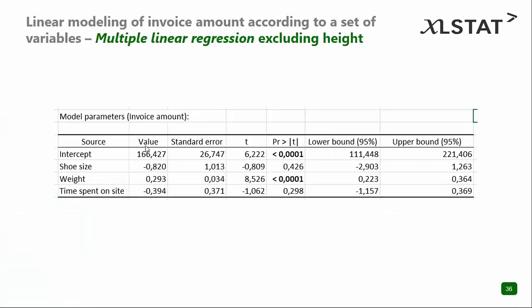Here are my parameters and their least square estimations and associated p-values. So shoe size and time spent on site have negative influence on the invoice amount. But this negative influence is not significantly different from 0. So those parameters are insignificant. Besides, weight seems to have a very strong effect on the invoice amount because it's linked to a very low p-value. So we can say with a lot of confidence that this parameter is significantly different from 0 and it's positive. So as weight increases, invoice amount will increase.